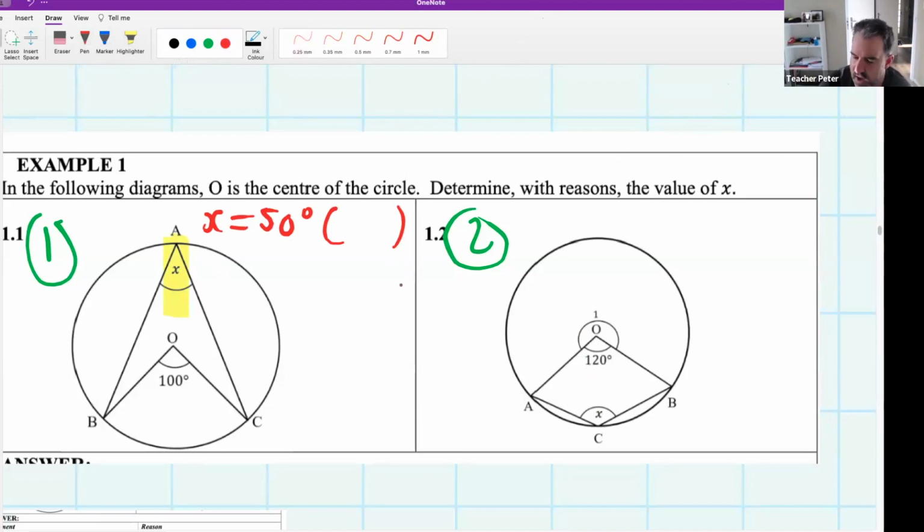I'm going to give you some time, and you need to find me, using what we learned in the last lesson, what is the size of angle X down here? What do we think the size of angle X that is sitting down there is going to be?